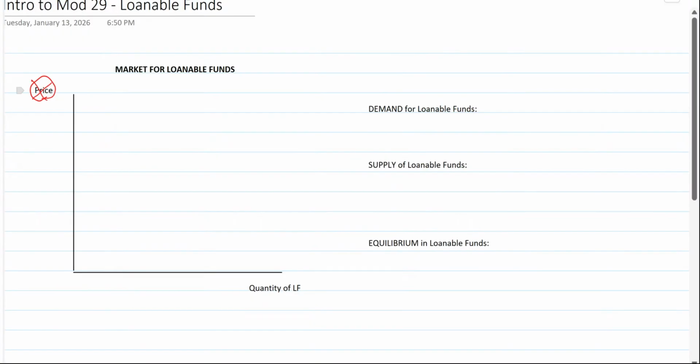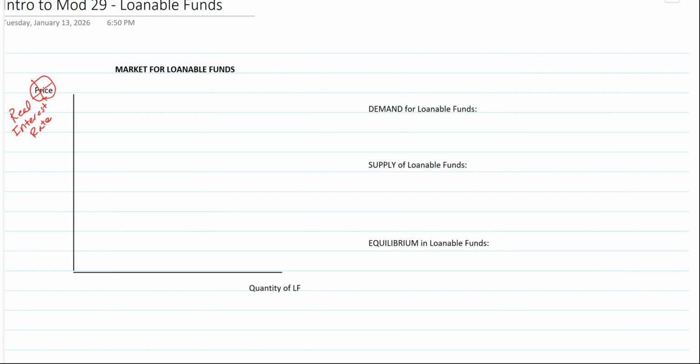We're not going to use price on our vertical axis, even though because this is a market, we are looking at the price. But as we've talked about in class before, the price of a loan is the interest rate. And in this case, we're going to focus on the real interest rate. When you are taking out a loan or when you are giving someone a loan and you are expecting payment in the future, what you care about is the real return adjusted for inflation that you are going to get over time.